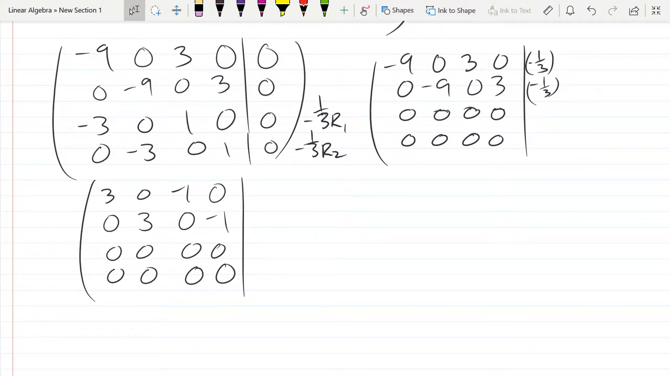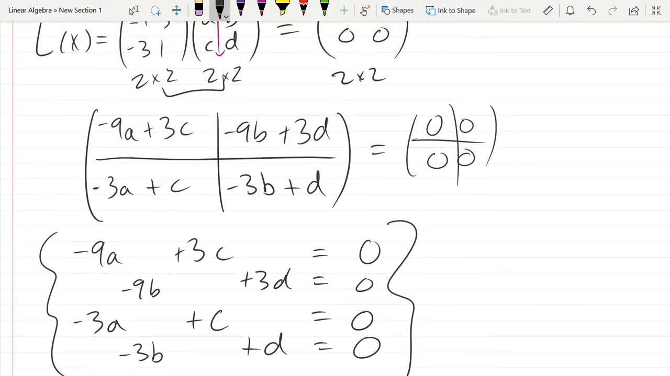All right, so how many free variables? 2. Not a coincidence that we're expecting 2 vectors in our kernel. So we got 2 independent variables here. So we got A, B, C, D. So let's write our, I think that's what I used. Yeah, A, B, C, and D.